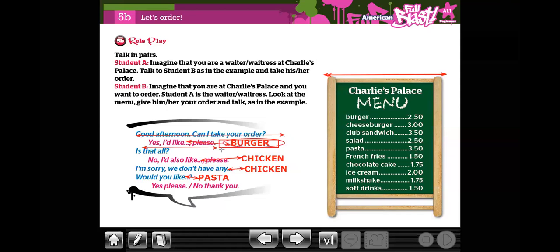Remember to use this. No cambien la información. Úsenlo de acá. Would you like salad? Mondragón, this is your part. Yes, please. Okay, now I have another student here.